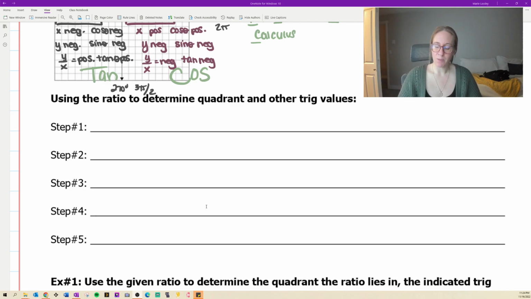The first thing we want to do when attacking any of these problems where they've given us some information and want us to fill in the blanks: they've given you pieces and they want you to find the rest. Use the ratio that you're given to narrow down which quadrant it's in, to 2 options.